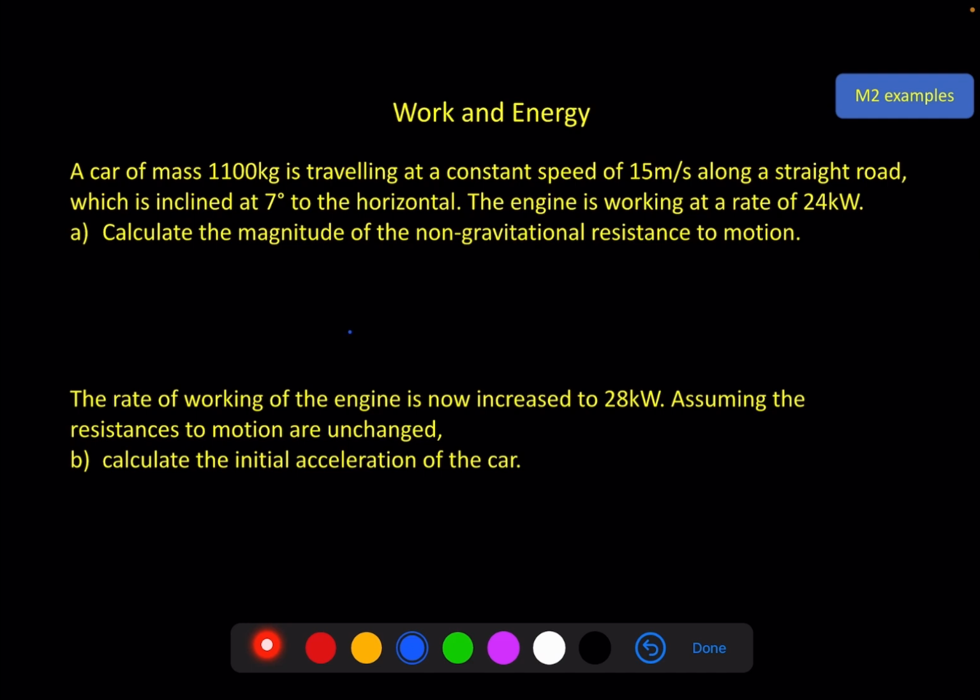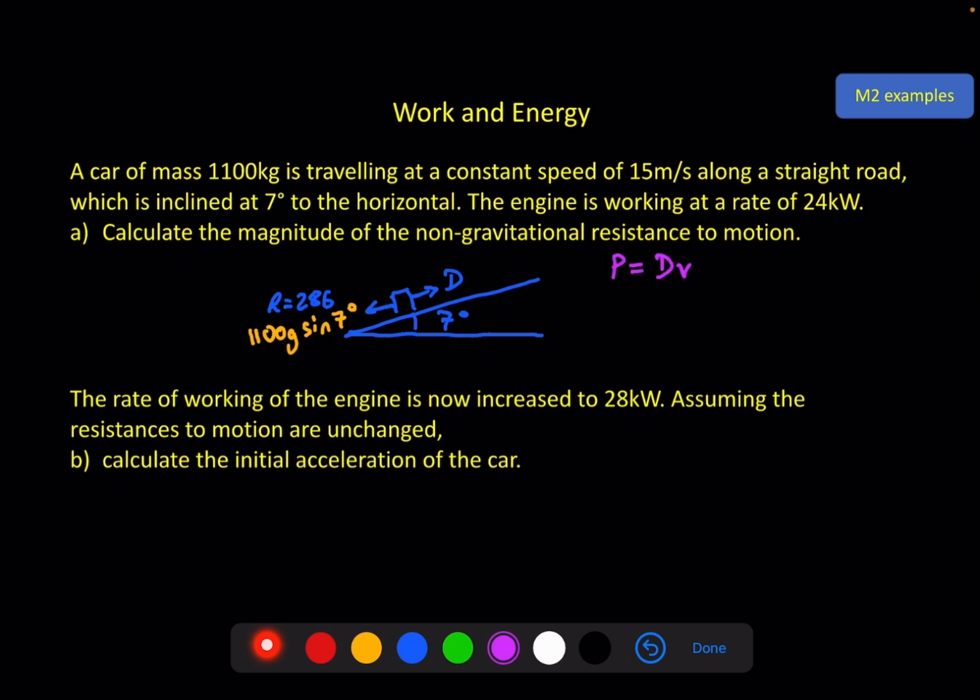So if I quickly sketch out the situation again, 7 degrees, car, driving force, resistive forces, R is equal to 286.2... We've also got the gravitational element, which was 1100 g sine 7 degrees down the slope. And to find the acceleration of the car, we need to know D in order to find the resultant force to use F equals ma. We find D by using our power equation.